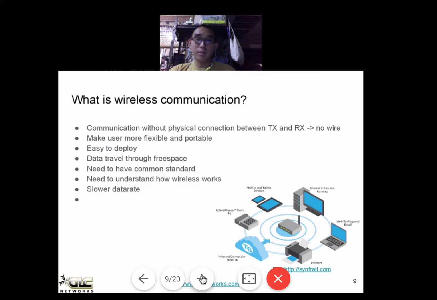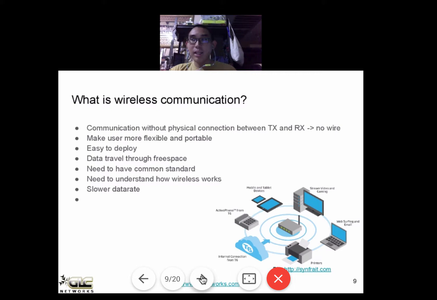wireless communication works, because the data travels over the free space, so that can happen in many paths. One path just goes straight from TX to RX in a straight line. Sometimes the data travels with reflection, that depends on what happens between TX and RX. If there is reflection or, for example, attenuation between them, that will make some changes on the signal. We will discuss what happens to the signals in the next slide.